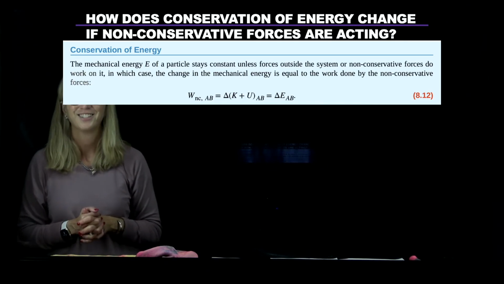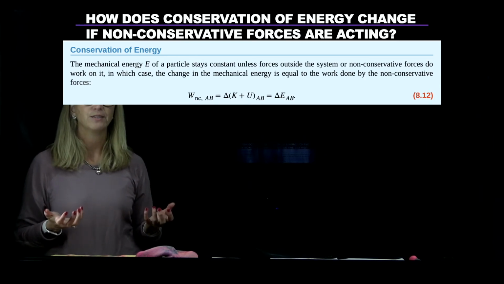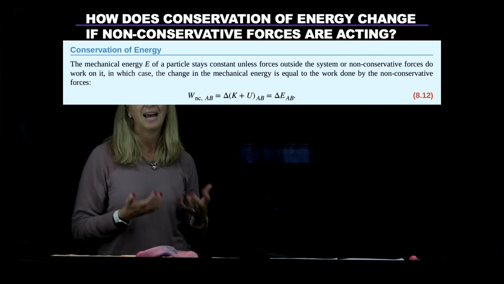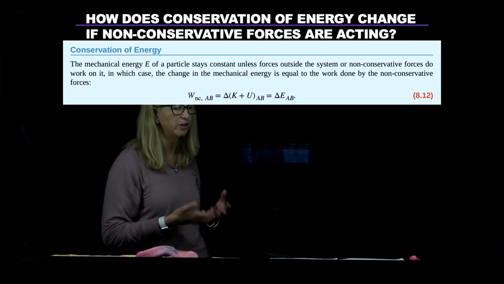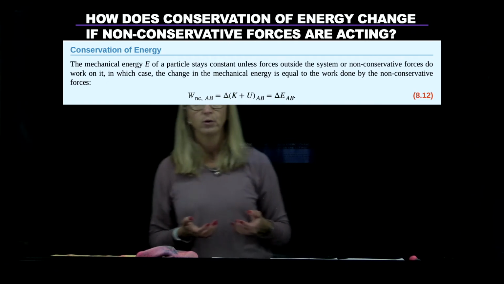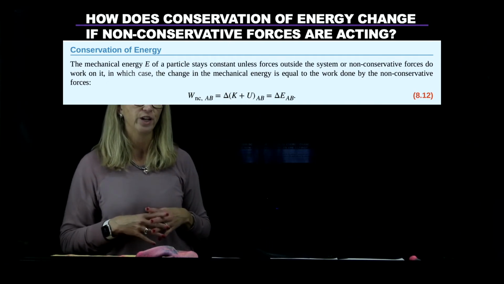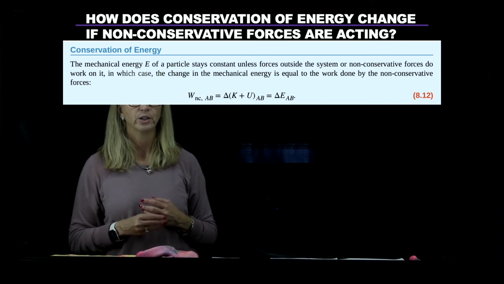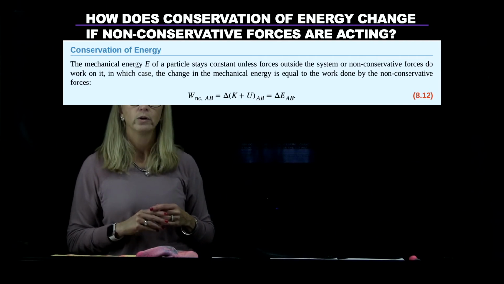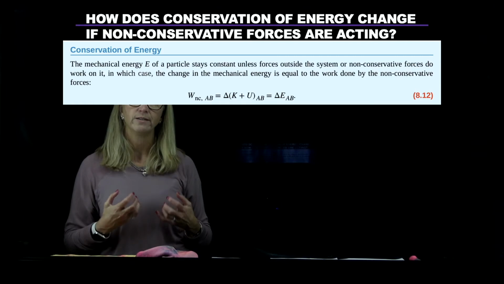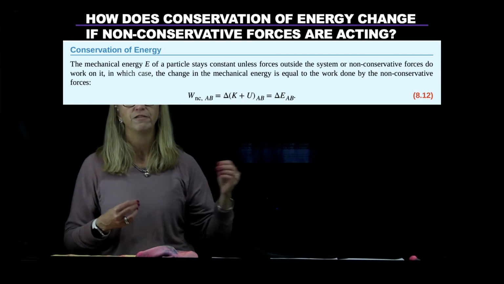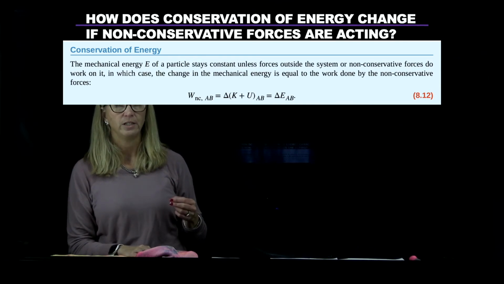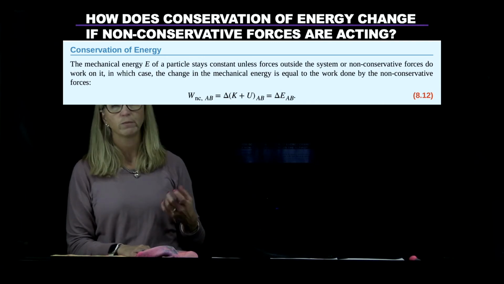So the question is, what happens if we have a non-conservative force? If a non-conservative force acts on the system, our energy isn't constant. Instead of the total change in energy being 0, it is equal to the work done by the non-conservative force. If that work is negative, the final energy is smaller than the initial energy, and the energy is decreasing. That would be the case for something like friction.